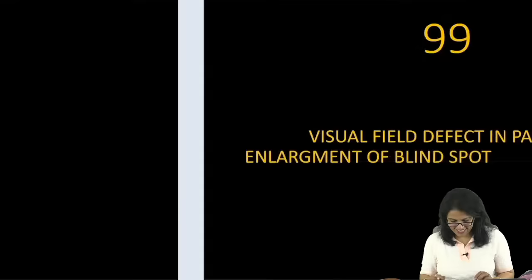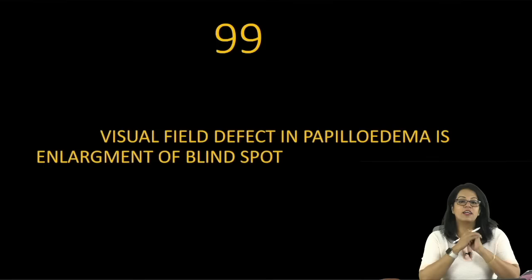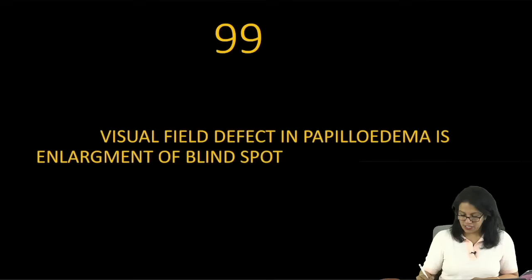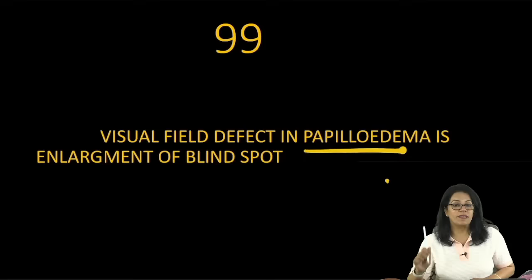Next. Visual field in papilledema is enlargement of blind spot. Is it? Okay, so papilledema, what are the questions asked? You all know it is edema around the disc. When it is due to increased intracranial tension, we call it papilledema. But if it is just due to other causes, you call it disc edema, first of all.